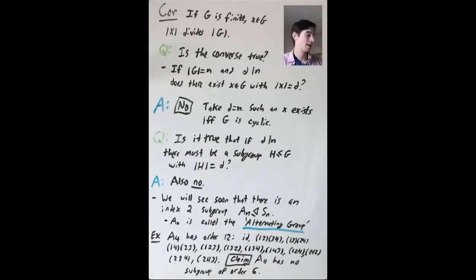We'll see why pretty soon. And then I'm also claiming that it has no subgroup of order 6. So 6 is a number that divides 12, but there is no subgroup of A4 of order 6. So this sort of converse statement isn't true either. So I'm going to pause and erase, and then I'll tell you the closest things we have to converses to Lagrange's theorem.